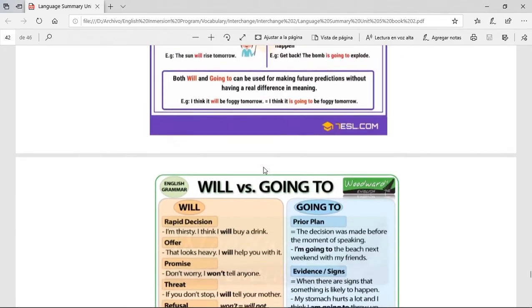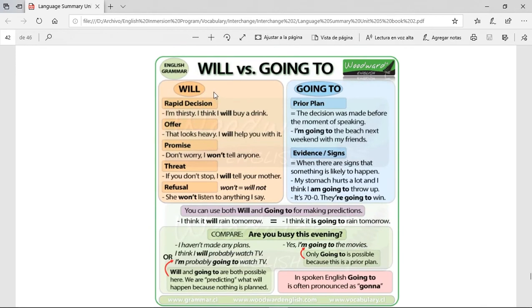But okay, let's see some other thing here. So, will for rapid decision. I'm thirsty. I think I will buy a drink. You just think about that, so you're gonna do it. For offer, that looks heavy. I will help you with it. For promise, don't worry, I won't tell anyone. Threat, if you don't stop, I will tell your mother. Refusal, she won't listen to anything I say.